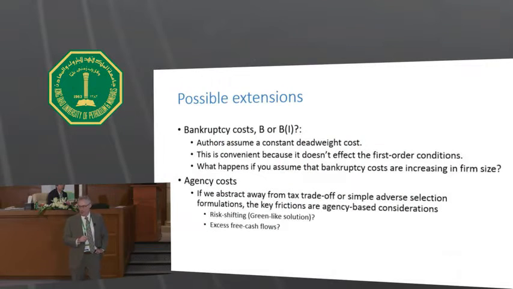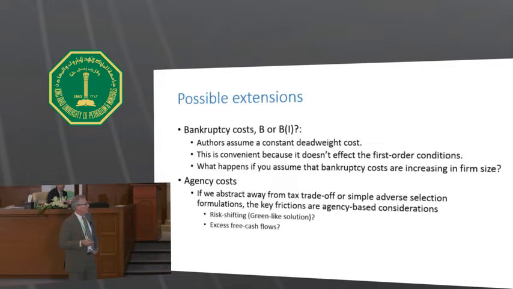So when I teach corporate finance, we don't say bankruptcy costs are constant. We say it's a function of the value of the underlying firm. So if you think about this, it's convenient to have it as a constant because it really doesn't affect the first order conditions in the optimization. But I think in a more general model, you want to have something like that there.